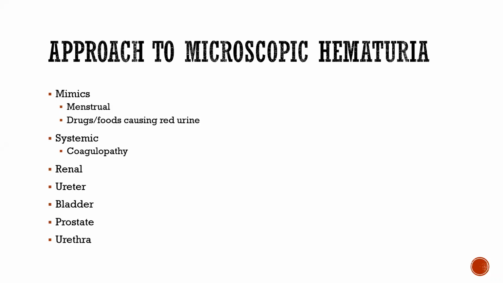Systemic causes, so severe coagulopathy, can theoretically cause microscopic hematuria, but it's pretty rare for that alone to be the case. Usually there's also some underlying reason within the urinary system for that, essentially that coagulopathy is unmasked. There's renal causes, and basically anywhere along the tract, so kidney to ureter to bladder, the bladder neck, and the prostate in males, and then the urethra. So next slide.